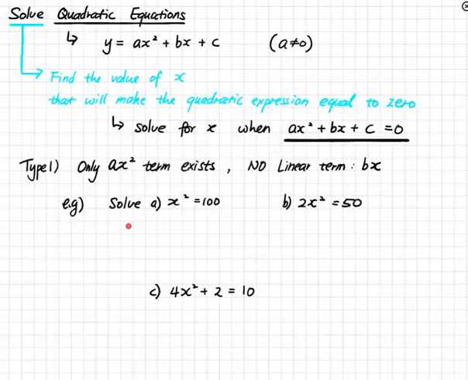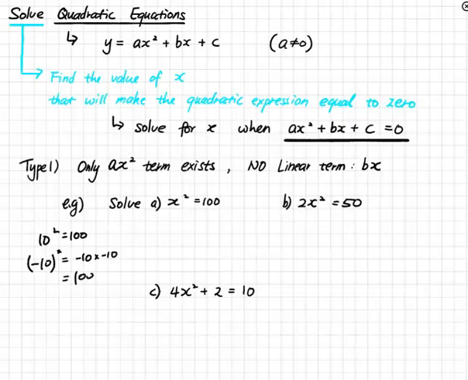The first one is to ask you to solve x squared equals 100. Now, we all know that 10 squared equals 100, and straight away you say, oh, x equals 10. But my question is, is that the only case? So you have 10 squared equals 100. And what about negative 10 whole thing squared? That's negative 10 times negative 10, so it will give us 100 as well.